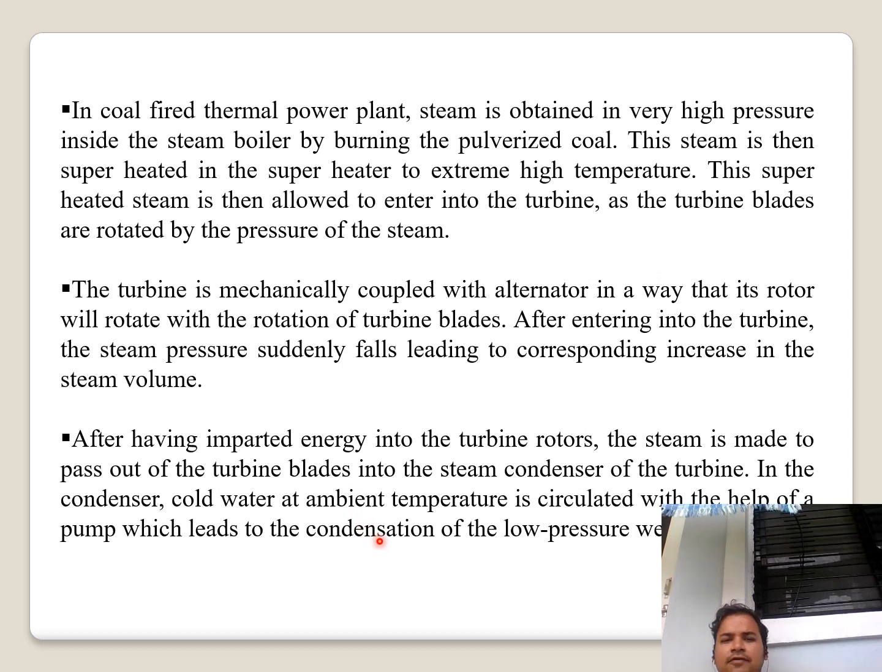Okay, so now if we give energy to the turbine rotors, the steam is made to pass out of the turbine blades into the steam condenser of the turbine, and after that cold water at a particular temperature is circulated through the pipes and pumps, so that the steam actually gets condensed, means the vapor form of steam is made cooler into water form. The steam is not completely a vapor, means it was initially superheated, now it is no longer superheated but it is in its wet form.